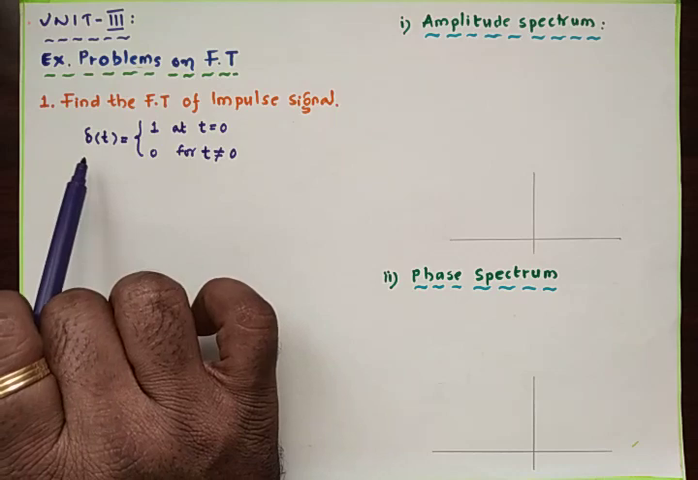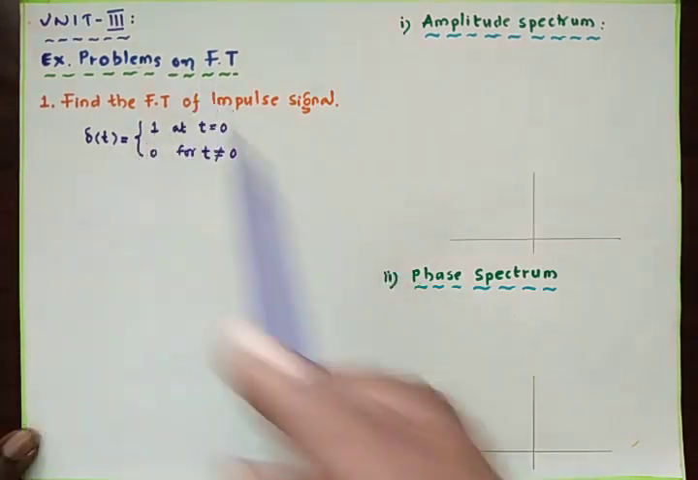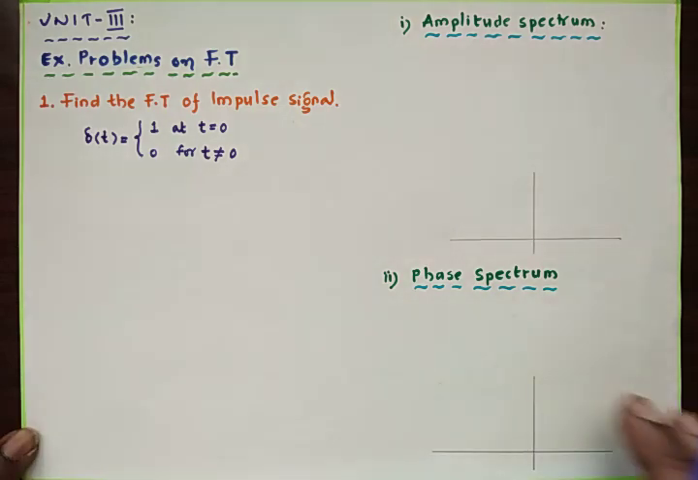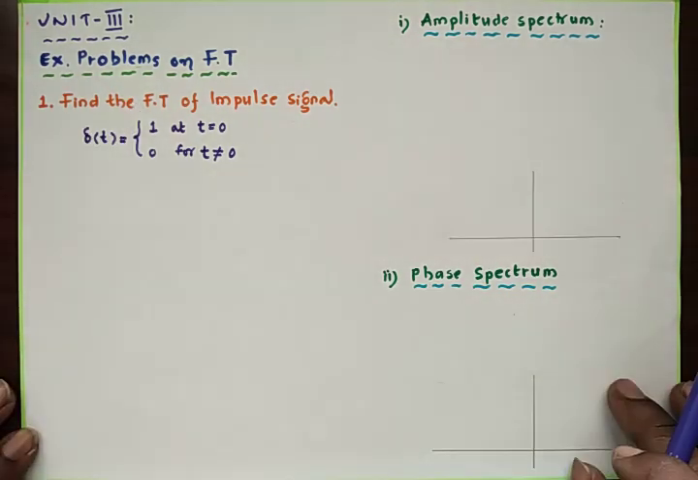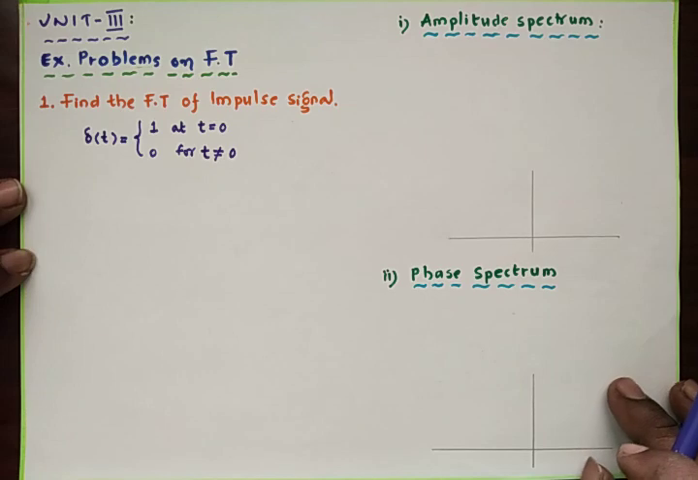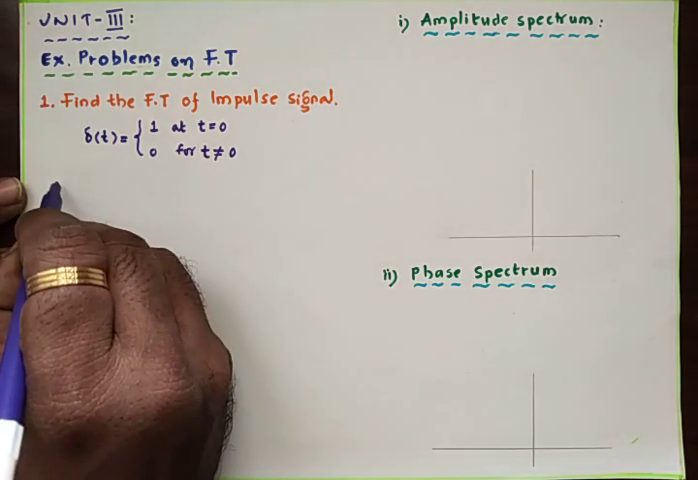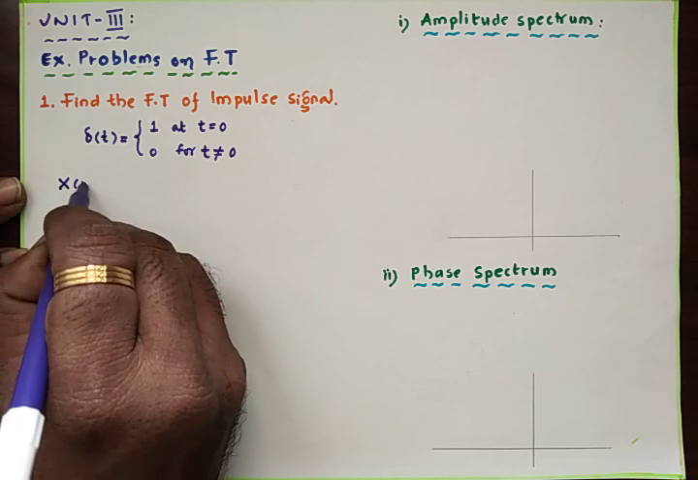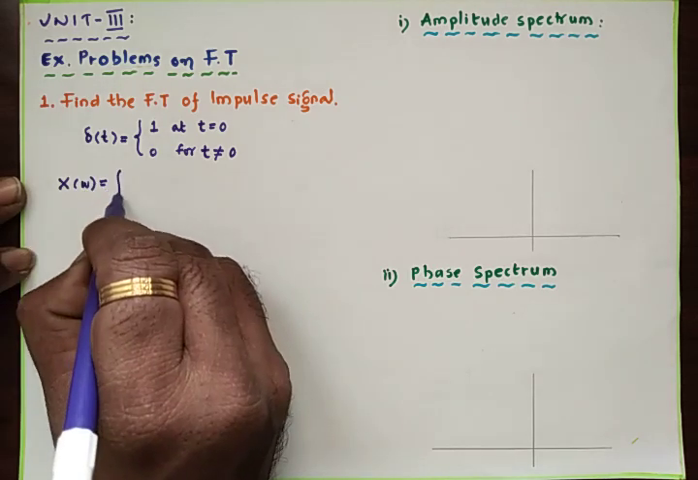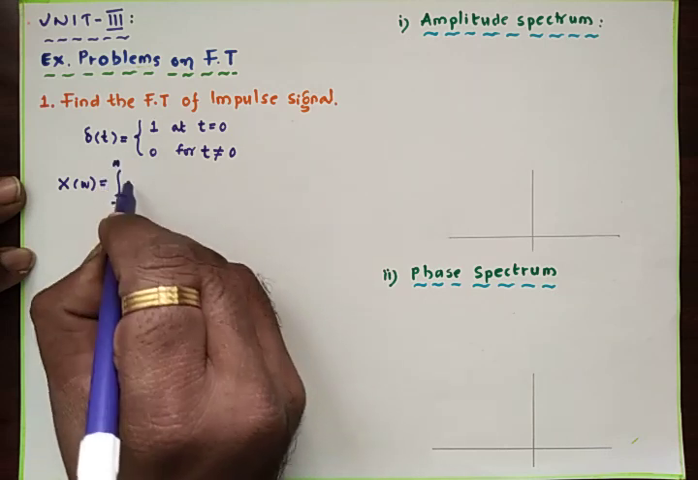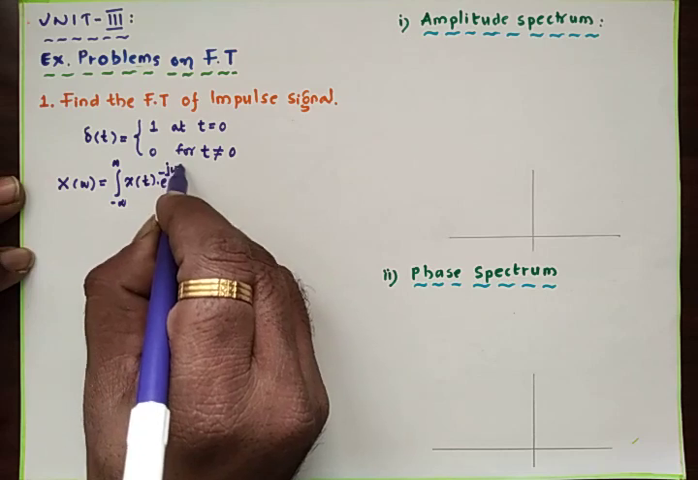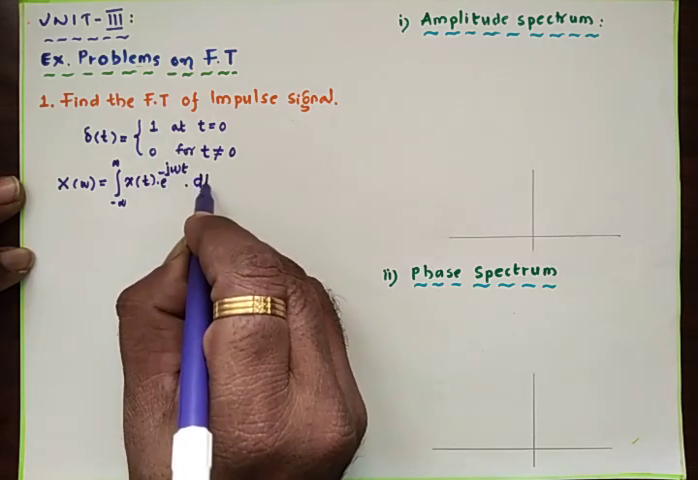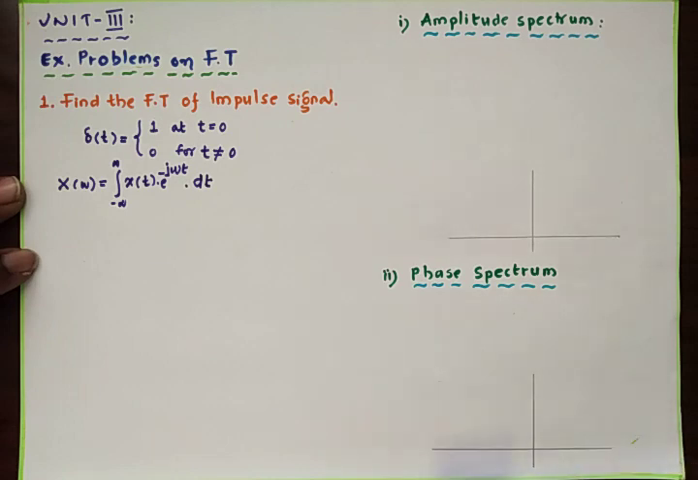It is denoted with del of t, and del of t is equal to 1 at t equals 0, and 0 for t not equal to 0. Now for this signal we have to calculate the Fourier transform. We know the standard formula for the Fourier transform, that is, X of omega is equal to the integral from minus infinity to plus infinity of x of t into e to the power of minus j omega t dt. It is the standard formula to obtain the Fourier transform of any given signal.